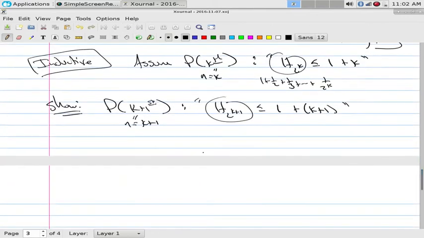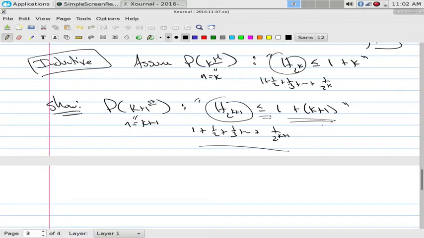But what does that denote? 1 plus a half plus a third plus everything up to 2 to the k plus 1, right? That's what that represents. You want to show this is less than or equal to this.